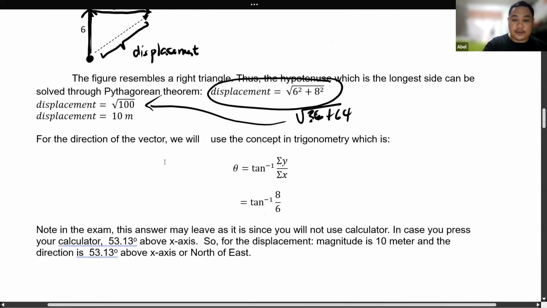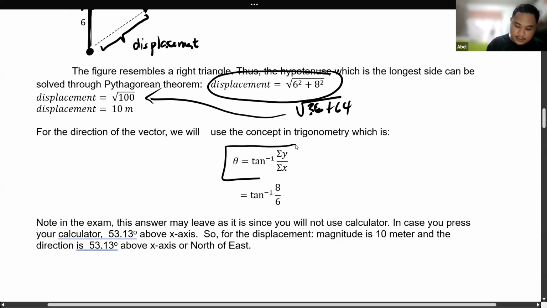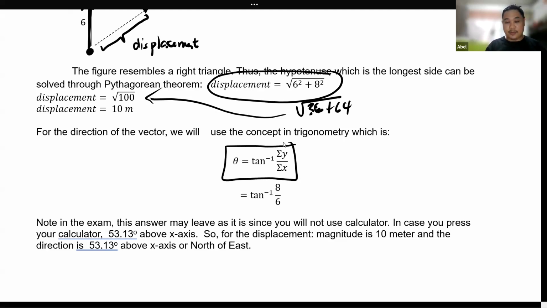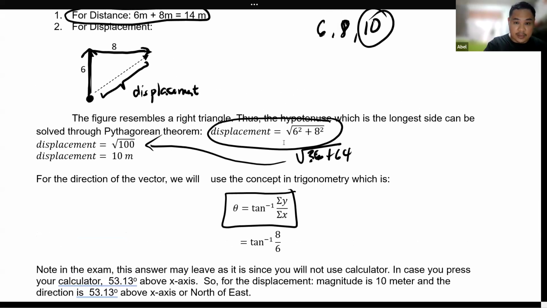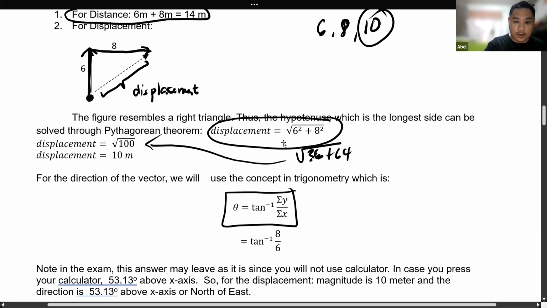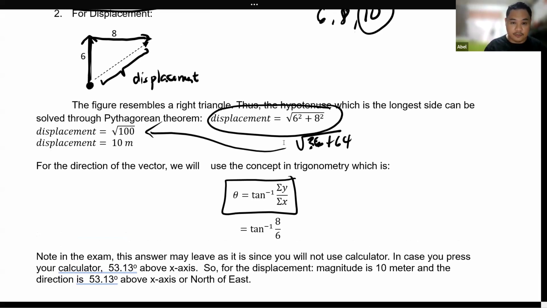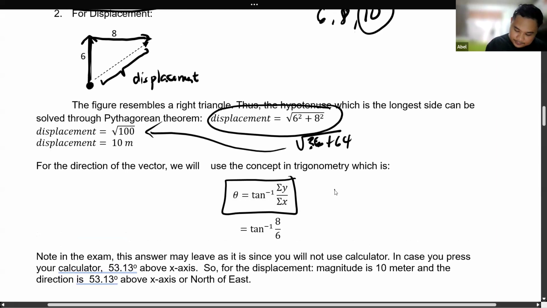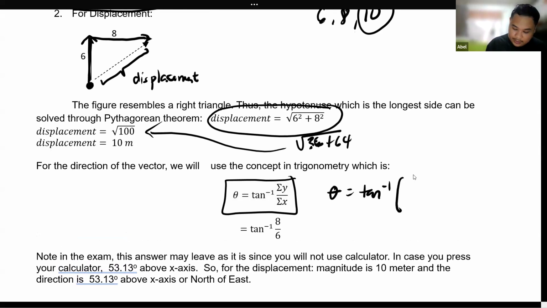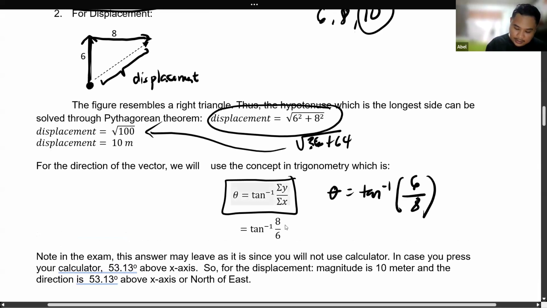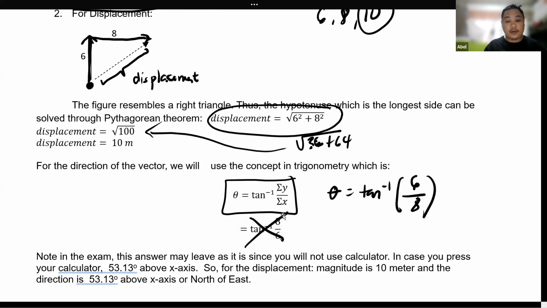You need to review the trigonometry part, but this is the general formula: arctan is equal to the summation of y over the summation of x. So add all the y and then add all the x. In this case, what is the value of y? I think there should be a correction here. The y here should be 6 over 8, not 8 over 6. So you need to be very careful on that.